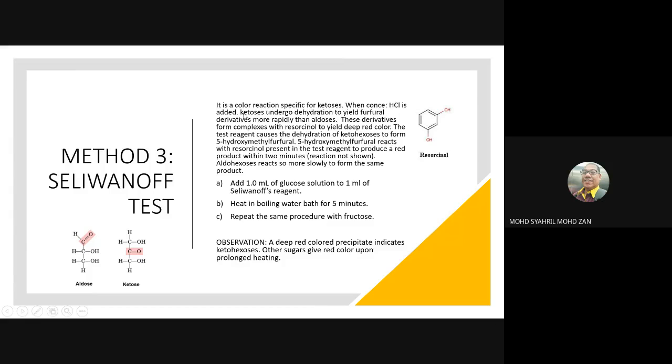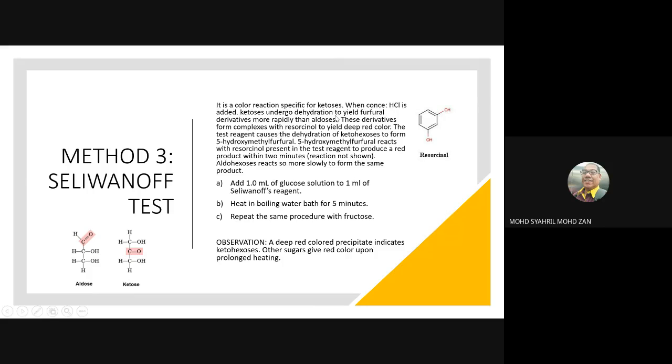Okay, it is a coloration specific for ketose. So ketose, apa beza antara aldose dan ketose? Kedudukan carbonyl group ataupun C=O bond tu. Kalau aldose dia terletak pada hujung kita punya structure, tapi untuk ketose terletak pada structure di tengah-tengah. So this is an example of a structure, ataupun projection of Fischer. So kita akan belajar minggu depan what is the meaning of Fischer projection.